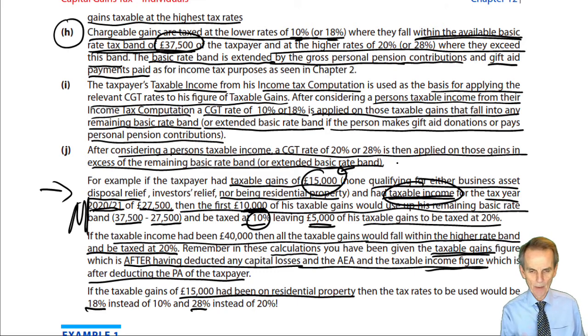Again, get your basic rate band limit extended if necessary from your income tax computation. Get your figure of taxable gains. Identify the taxable gains in terms of, are they residential property attracting the higher rates, or are they just any other assets attracting the lower rates? And then once you have that information, you're then able to use up any remaining basic rate band limit and then move to the higher rate.